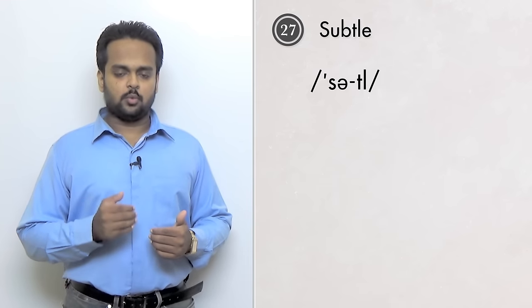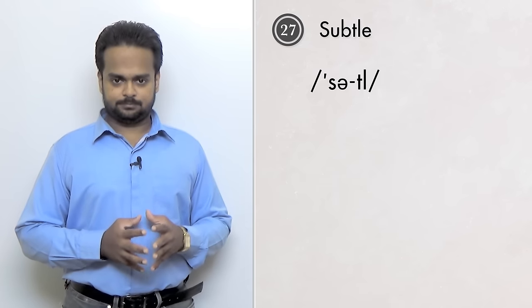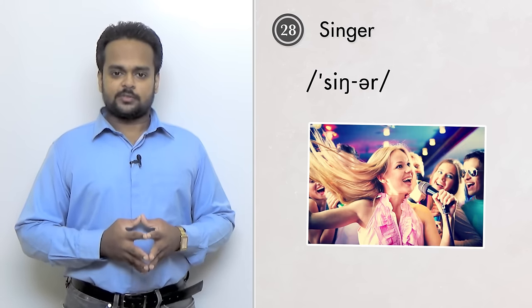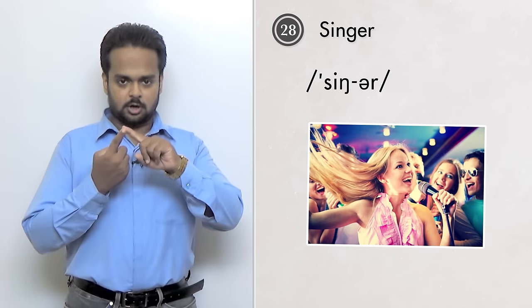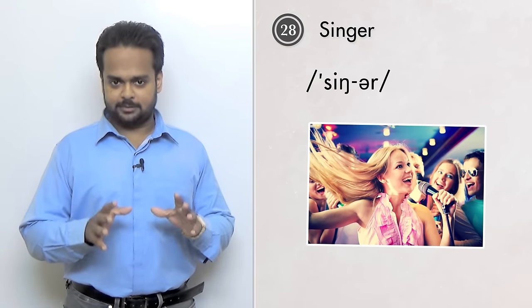And once again, the word is pronounced subtle. Another popular word with a silent letter is singer. The G is silent. Now, we say finger, we say the G. Younger, again with the G, but singer, no G.